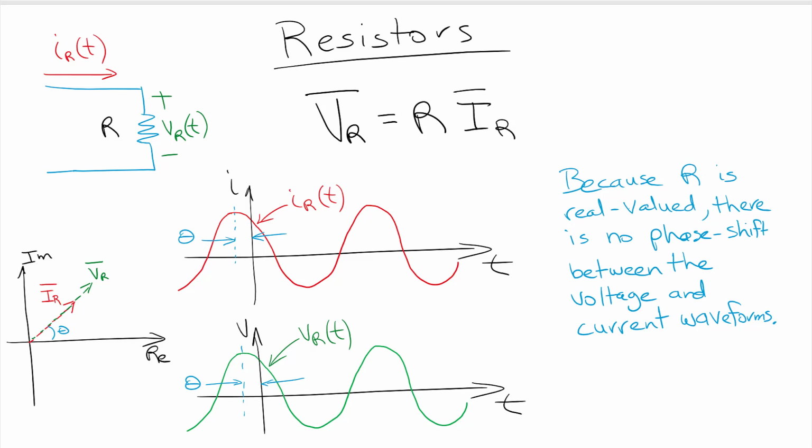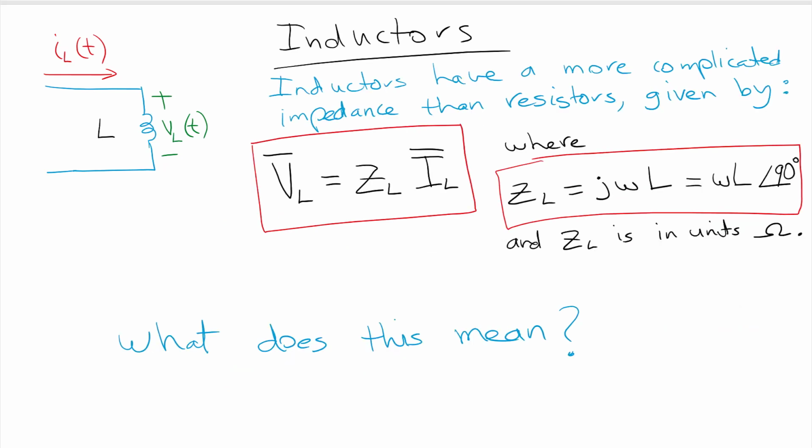Now, where it gets interesting is when we talk about so-called reactive components like inductors and capacitors. So let's start off with inductors. Inductors have a more complicated impedance, but they follow the same general format. So voltage is equal to the impedance, and we're calling the impedance of the inductor ZL. So that's ZL, and then we have that ZL multiplied by the phasor current to develop the phasor voltage of the inductor. And we see a representation on the left of the actual circuit. We have current flowing into the inductor and the voltage being developed across it.